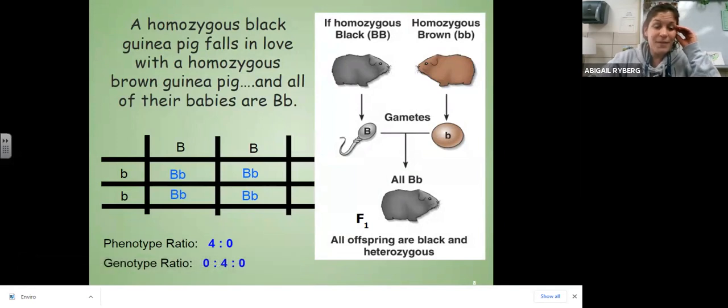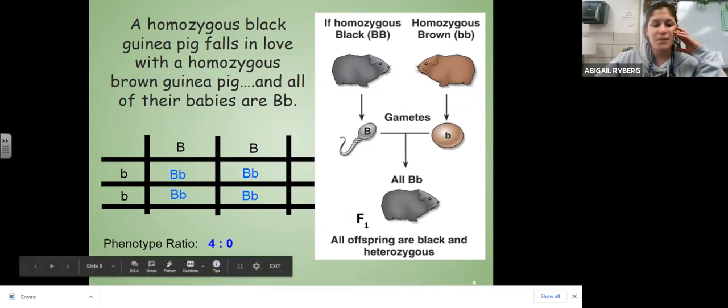If I let that go away, the genotype ratio. So you can see here that the zeros are so important. With the genotype ratio, 0 of their babies are going to have big B, big B. So we have to put a 0, colon 4, because all of their offspring are going to be heterozygous, and then 0, because there's 0 chance of having a homozygous recessive offspring.